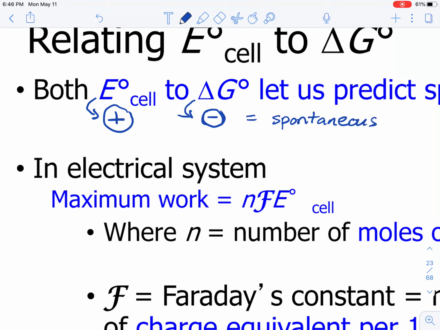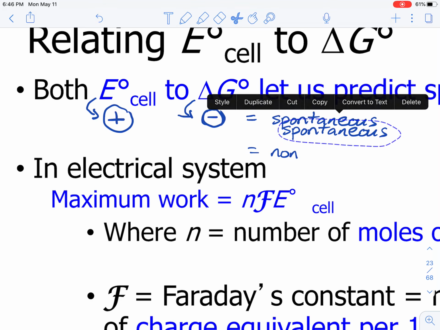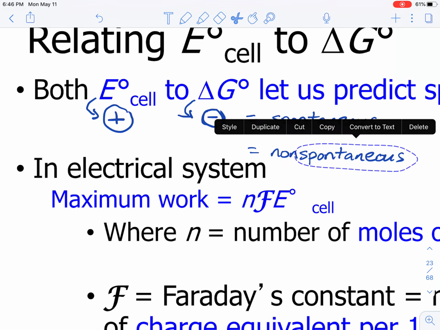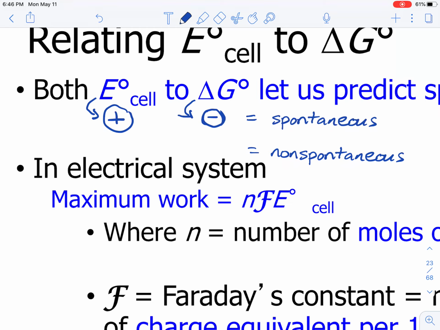Conversely, for the reaction to be non-spontaneous, the sign for the standard cell potential is going to have to be negative, and the sign for delta G will have to be positive.